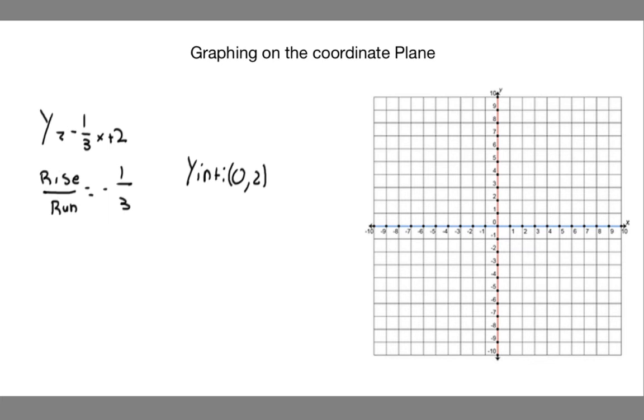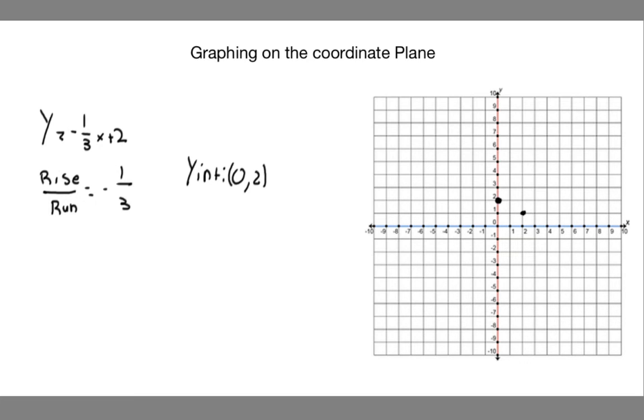Since we know it's a negative slope, we're just going to have to take that into consideration when we start adding our slope in. So right now we have a y-intercept of (0, 2), which we're going to plot right over here. And then it's a rise over run of negative 1/3. Since our slope is negative, we're going to start pointing our next point over here, going down 1 to the right 3, just like this. Because our slope is negative, we want a line that goes this way.